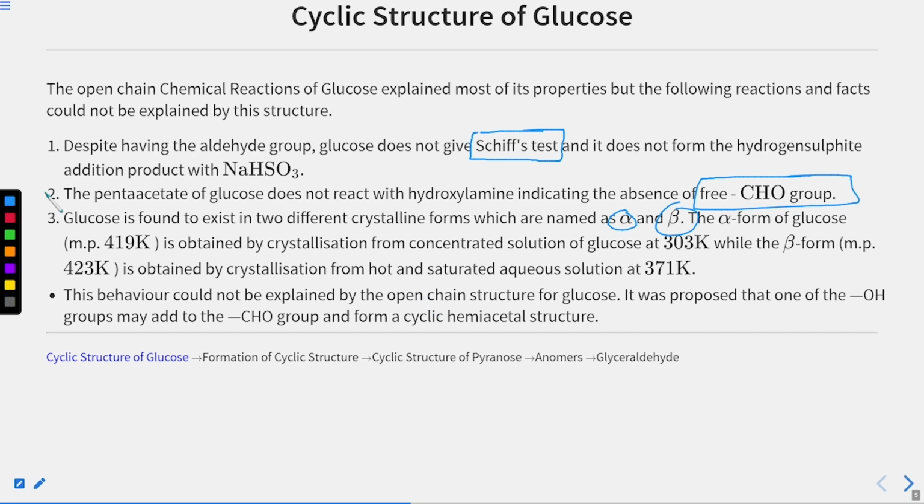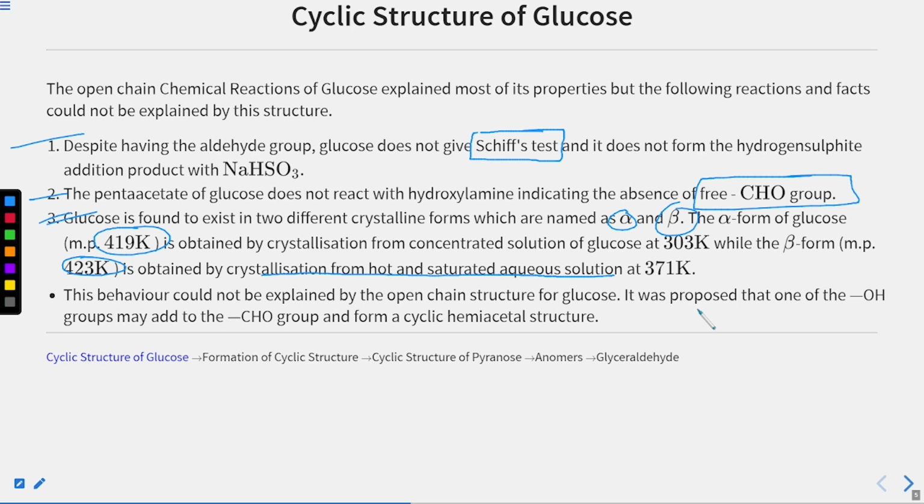So all of these behaviors, like the Schiff test, the absence of reaction of pentaacetate of glucose to give our final product, and then the existence of glucose in two forms, the alpha form and the beta form, which have different melting points. Our alpha form has a melting point of 419 Kelvin, and the beta form has a melting point of 423 Kelvin. And they were both obtained by the crystallization of a hot and saturated aqueous solution.